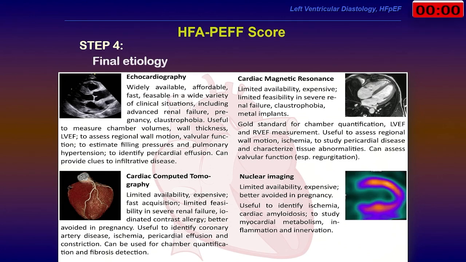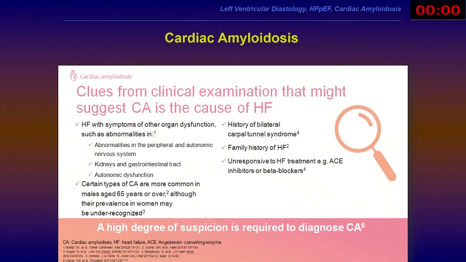for your HFpEF patient. So if we talk about cardiac amyloidosis, clues from clinical examination that might suggest cardiac amyloidosis in case of heart failure: heart failure with symptoms of other organ dysfunction, such as abnormalities in the peripheral or autonomic nervous system, kidneys and gastrointestinal tract, autonomic dysfunction. Certain subtypes are more common, especially in aged population more than 65. History of bilateral carpal tunnel syndrome, family history of heart failure, or, which is very important, unresponsiveness to heart failure treatment, especially the ACE inhibitors and the beta blockers.